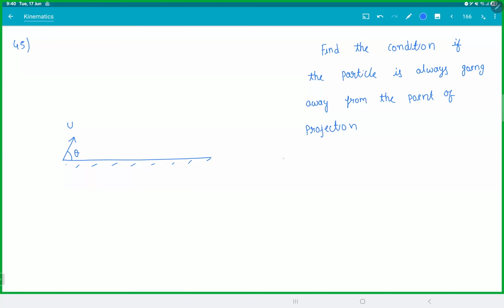What do you mean by that? The meaning of this is the distance from the point of projection must always increase. I'll show you some examples of what it means. So the distance between the particle and the point of projection is always increasing.